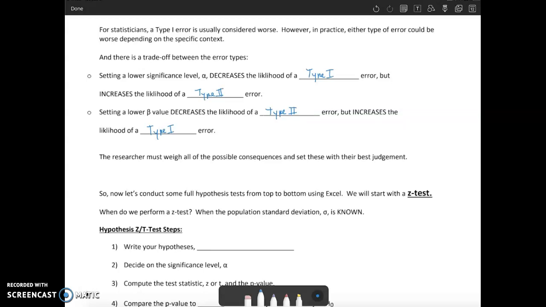So there's this give and take that, again, the person in charge has to kind of decide on their own. They have to weigh all of the possible consequences and then set these values using their best judgment. And of course, these values will be included in the write-ups about these hypothesis tests. When these tests are published, they will have to publish that information as well so that the reader can also use their best judgment in their interpretation and decide whether they think there's too high of a probability that what has been published could have an error in it or not.